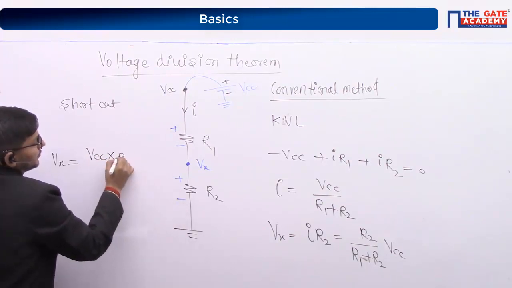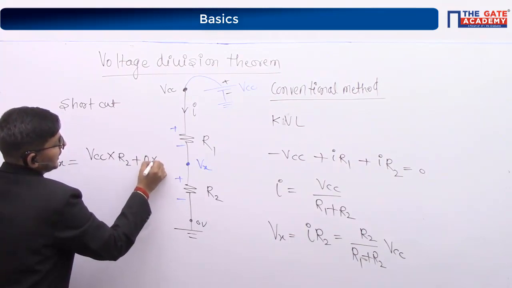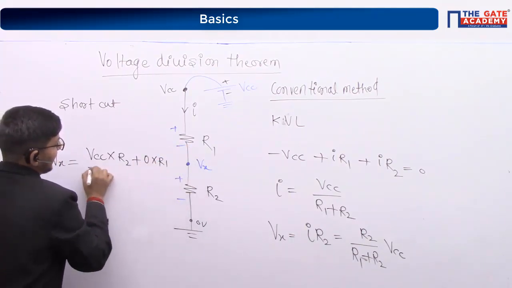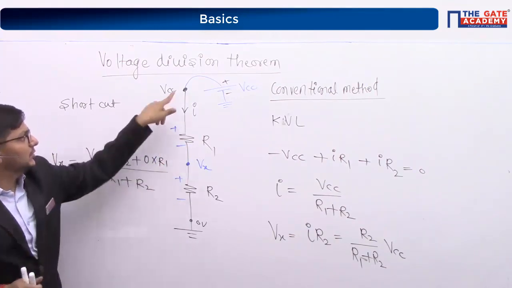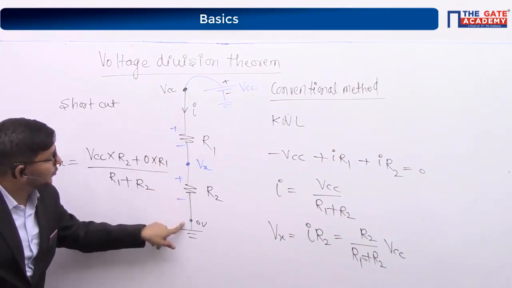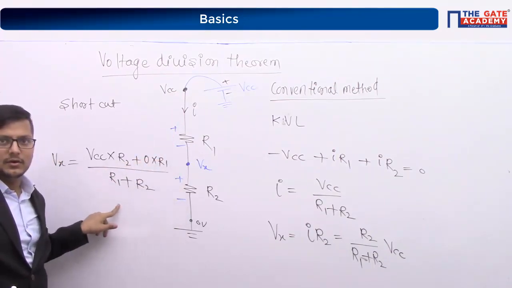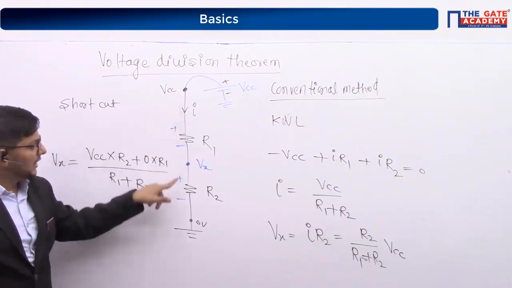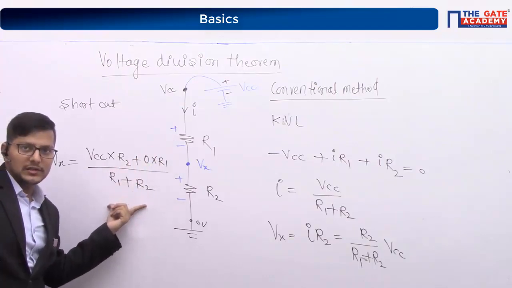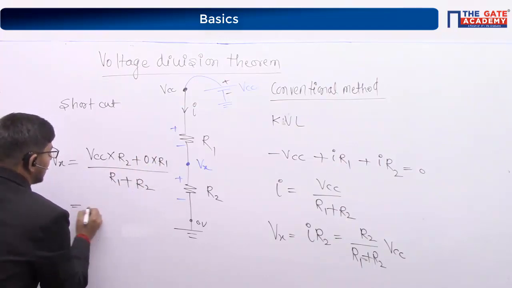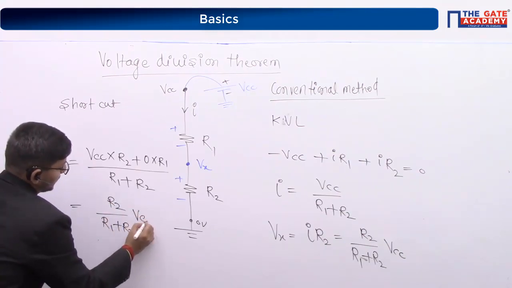into R2 plus, what is the voltage at this point? 0 volt. 0 into this resistance R1 divided by R1 plus R2. What I am doing? This voltage into this resistance plus this voltage into this resistance, divided by total resistance. Are you getting my point? If you solve it, you can get the value equal to R2 upon R1 plus R2 into VCC.